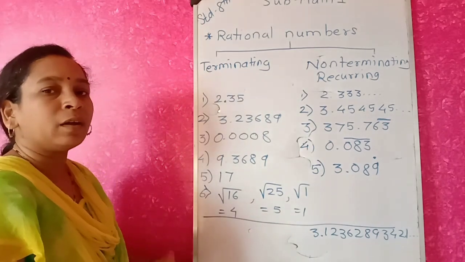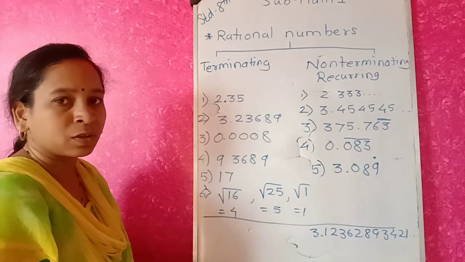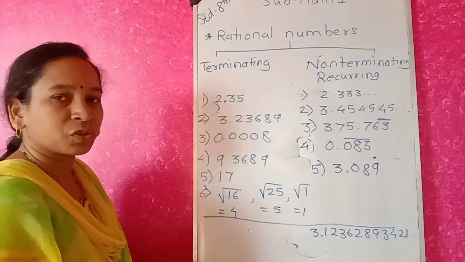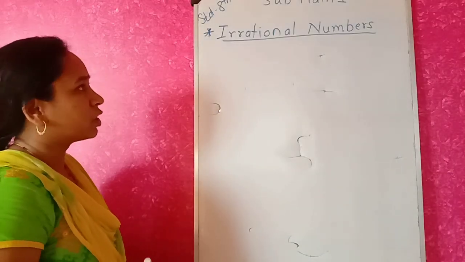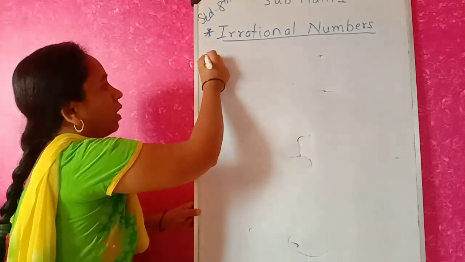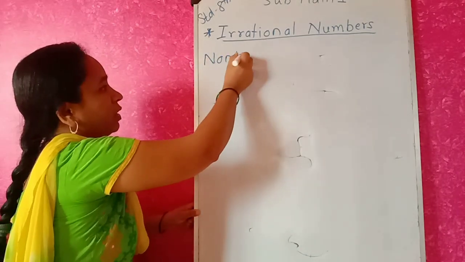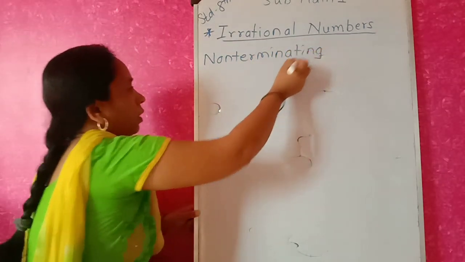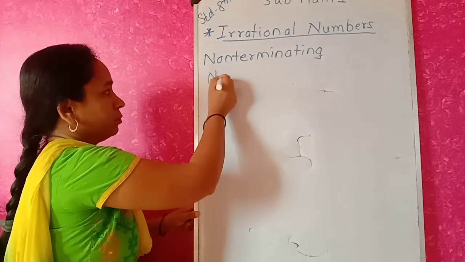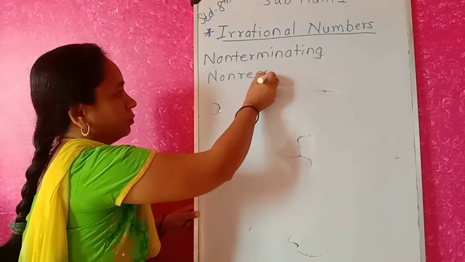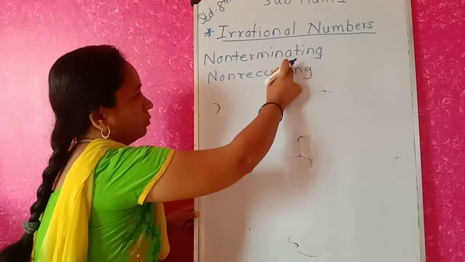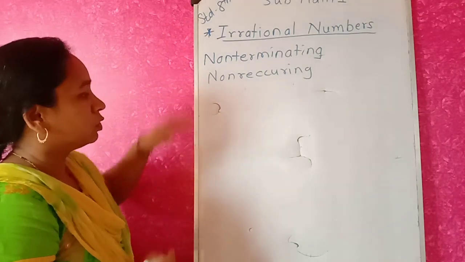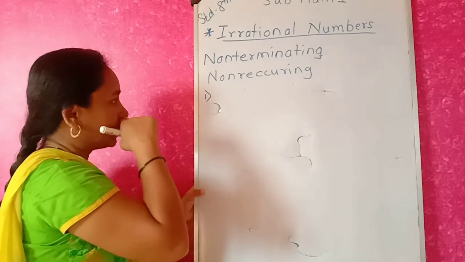And non-terminating and non-recurring numbers are called irrational numbers. Let's study the irrational numbers. So what are the irrational numbers? I have said that they are non-terminating and non-recurring. So irrational numbers are non-terminating and non-recurring. So here we'll see an example.